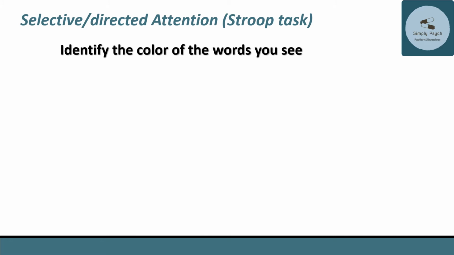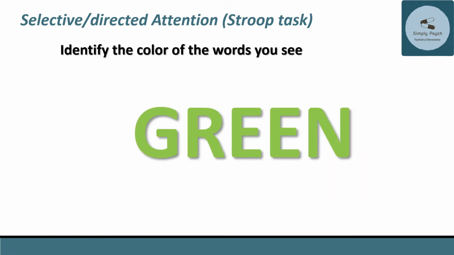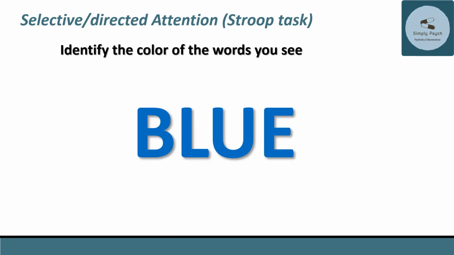And so I'm going to show you how this works. Basically, every time you see a word flash on the screen, I just want you to tell me what the color is. So this one's red. Okay, so let's go to the next one. Green. Okay, so that's pretty quick, right? You kind of get it really quick. Blue. Okay, again, it's pretty simple, right?